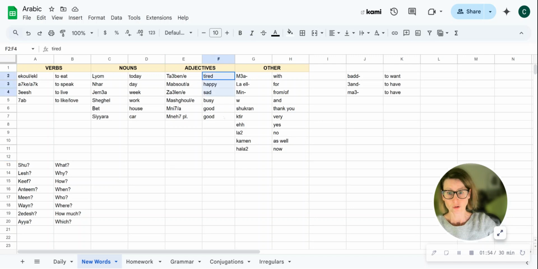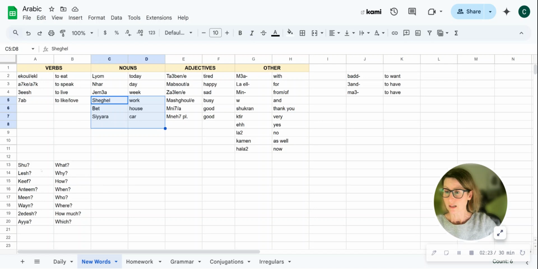So I've learned all of the adjectives already and most of these words I know already. So this is what we're going to do. I know that I have a few verbs: my want and have verbs, and my eat, speak, live, and like words, and then a few other nouns that I could potentially add to my sentences. So with the little vocabulary that I have, I can already create a lot of sentences.